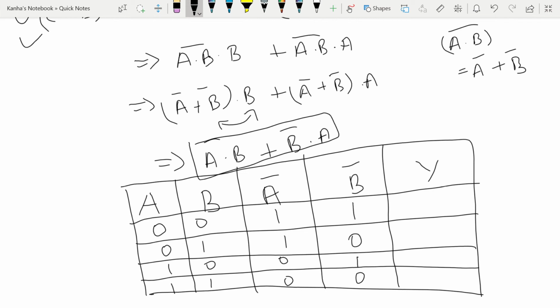Now when you apply Y to be of this form, you find that when A and B are both 0, you get the value of Y as 0. When A is 0 and B is 1, you find that the value of Y is 1. Similarly, when A is 1 and B is 0, you find that the value of Y is 1 again, and when both are 1, you find the value of Y to be 0.